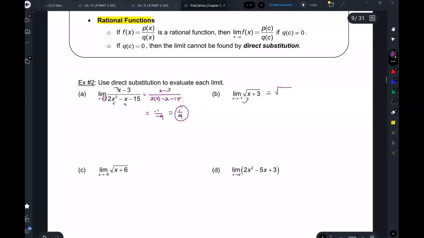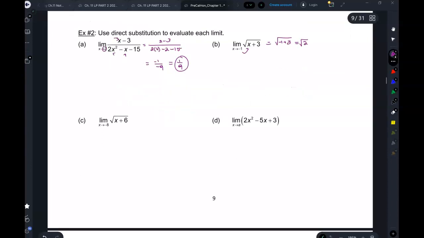So I get the square root of negative 1 plus 3, and that's just root 2. All right? Here, the function is root x plus 6. We want to find the limit as x approaches negative 8. Now, if I put negative 8 in there, I get the square root of negative 8 plus 6, which is what? It's DNE. It's the square root of negative 2, which is not a real number. So what does that mean, right?